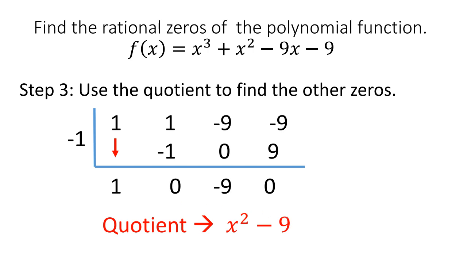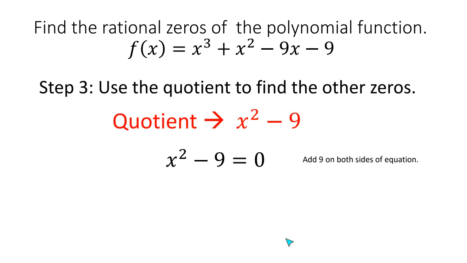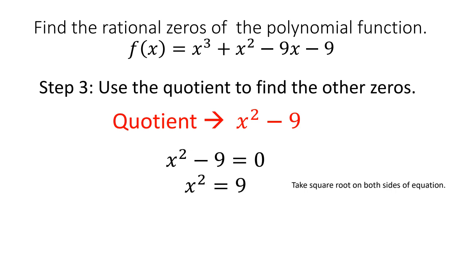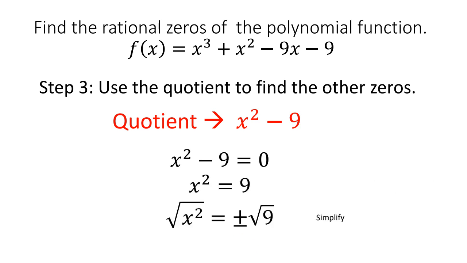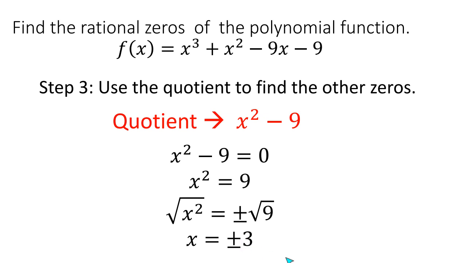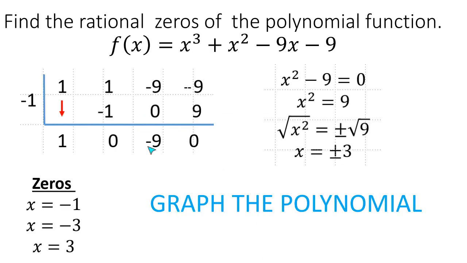To find the rest of the zeros, we set it equal to 0. And I'm going to add 9 on both sides and take the square root. So we get x is equal to plus or minus 3. So my 3 zeros are negative 1, negative 3, and positive 3.